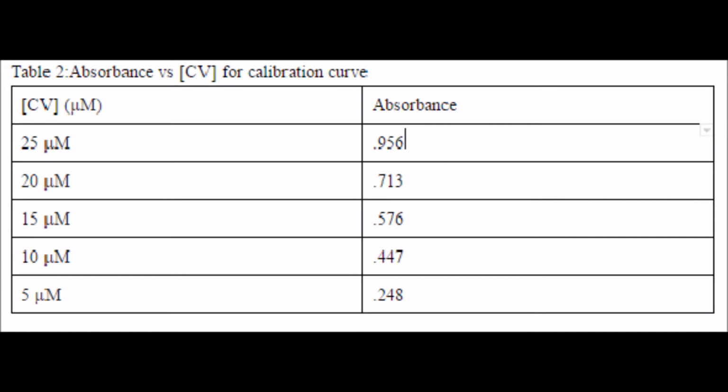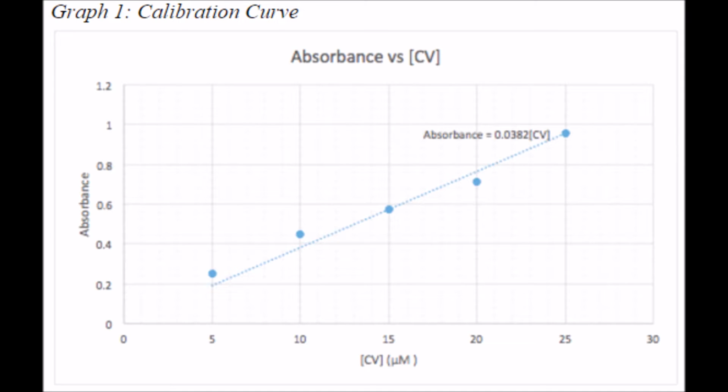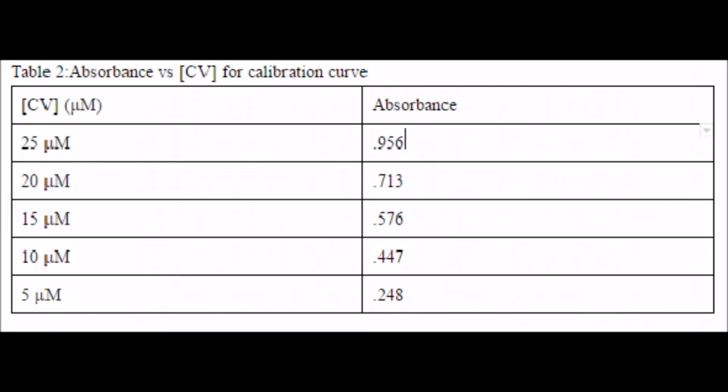The next data table shows absorbance versus concentration of crystal violet. This data would be used to create a calibration curve. It is important to note that in this data table, 20 micromolar crystal violet has a reading of 0.713 for absorbance. This value is what was used for the reaction of crystal violet with sodium hydroxide because it is under 1, but not too close, like the 25 micromolar concentration of crystal violet.